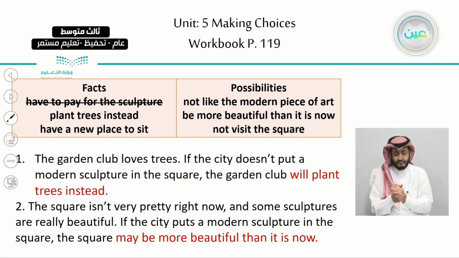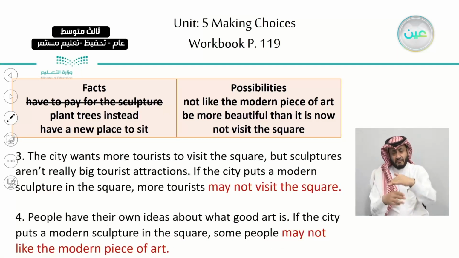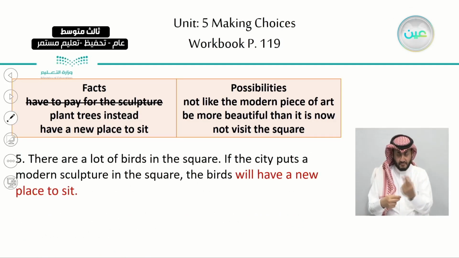Let's read the answers for number 2. May be more beautiful than it is now. Number 3, may not visit the square. Number 4, may not like the modern piece of art. The last one, 5, will have a new place to sit. Hopefully your answers are correct.